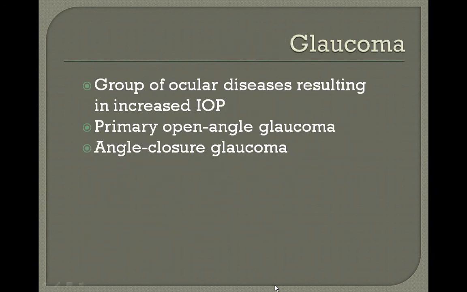So, the next disorder that we will discuss is glaucoma. As it says here, it's a group of ocular disorders resulting in increased intraocular pressure. The two types that we're going to talk about are primary open-angle glaucoma and angle closure glaucoma. When the pressure increases, the blood vessels in the eye become obstructed, and with this obstruction, it prevents the outflow of aqueous humor.